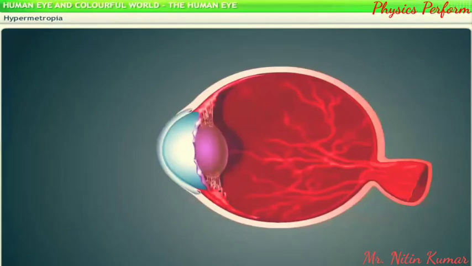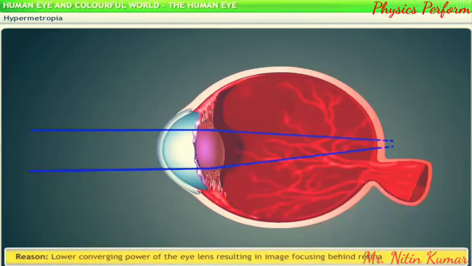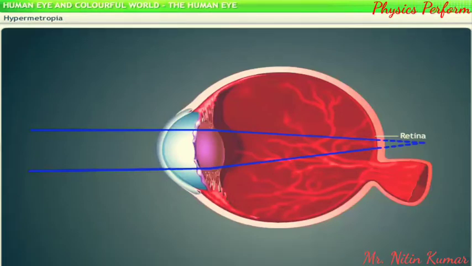Hypermetropia occurs when the converging power of the eye lens is less than normal. This happens because the ciliary muscles become weak and are unable to alter the lens size as required. Due to this, the parallel light rays that are reflected from any objects located nearby are focused at a position behind the retina instead of on the retina. So what's the solution for this condition?